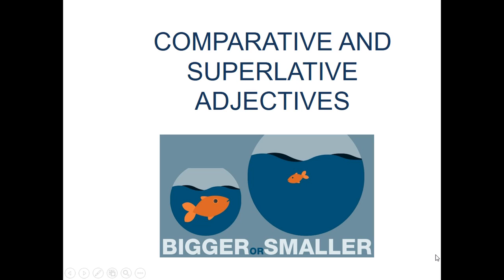Hello, students. This week's English lesson is dealing with two different types of adjectives. We're going to look at comparative adjectives as well as superlative adjectives. You have used these adjectives a lot in your life, especially if you're talking about bigger or smaller and stuff like that. So we're going to be talking about when to use comparative and superlative adjectives correctly.